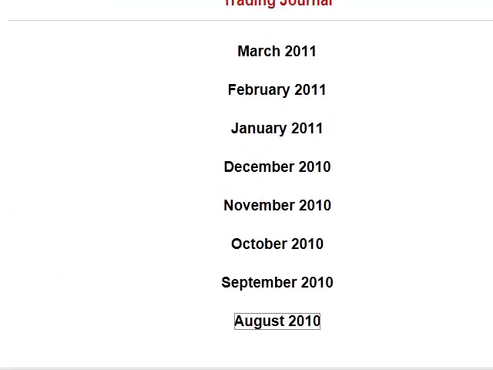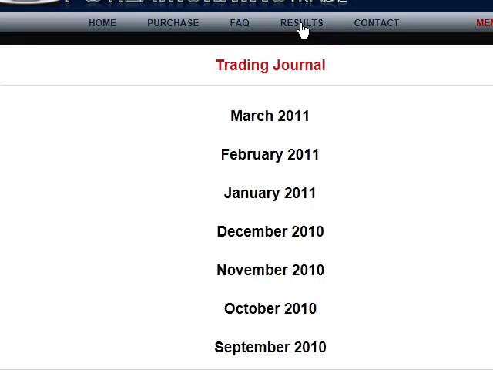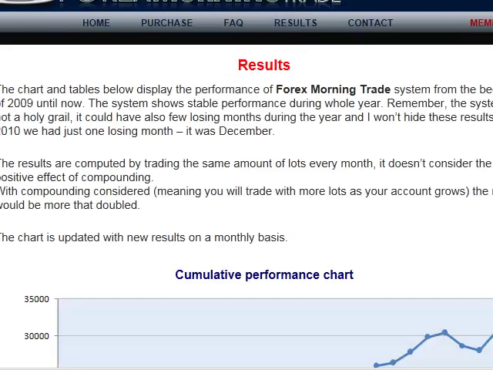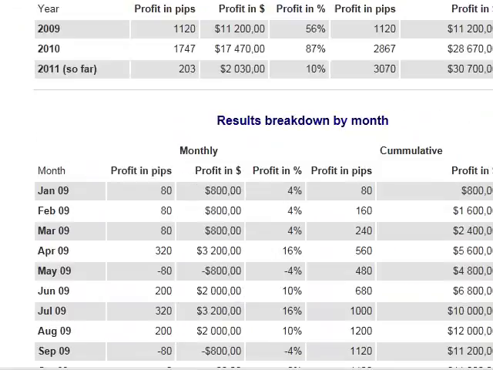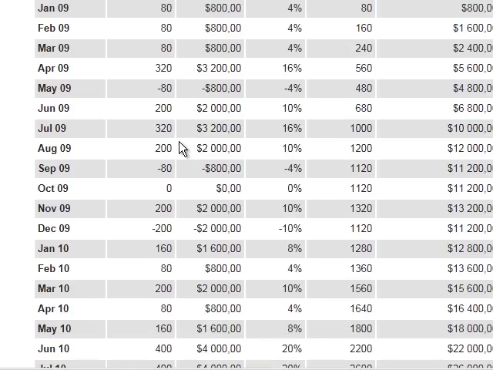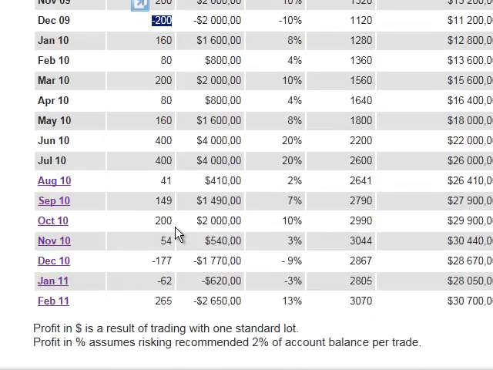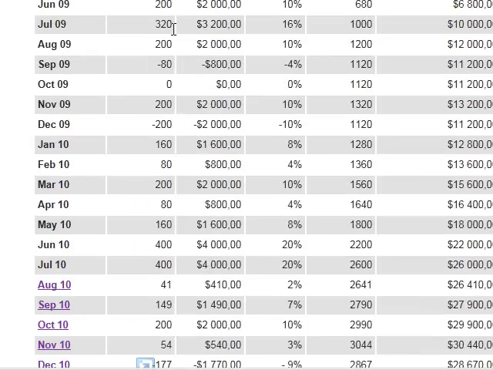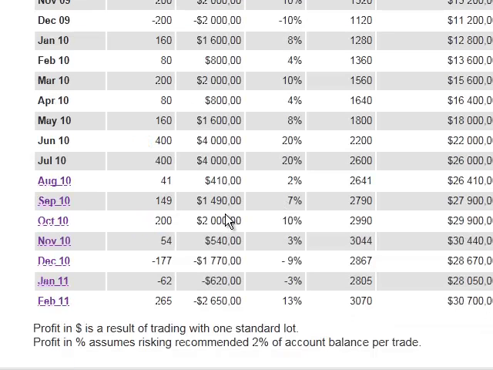You can see archived results. The Trading Journal only goes back to August last year. You see archived results here, and there's only 5 losing months in the last 2 years. So we're talking 27 months with only 5 losing months and 22 profitable months. There's some big ones, 320, 400, 400. Overall, you're definitely going to make money with this in the long run.